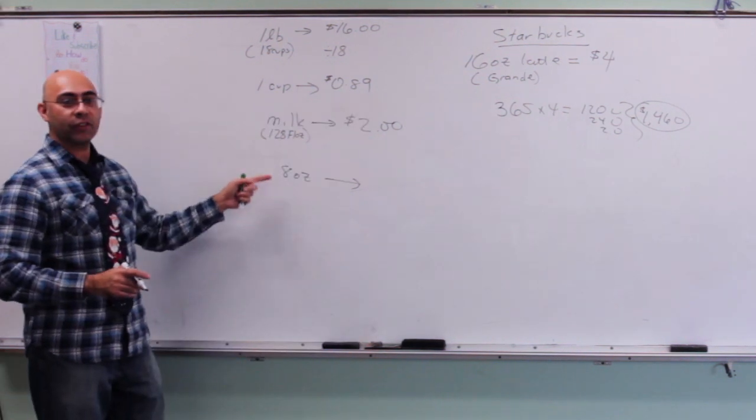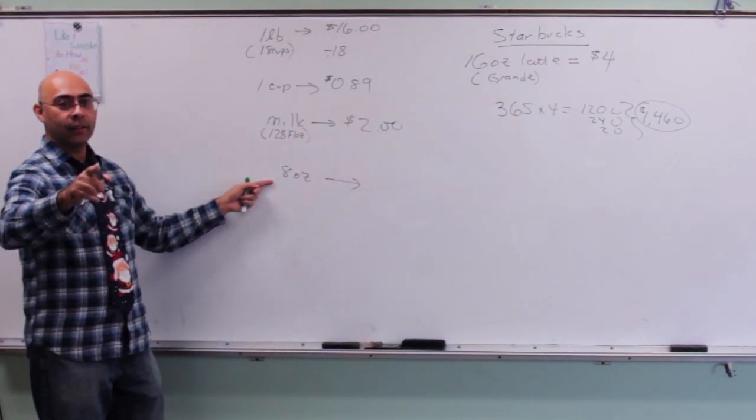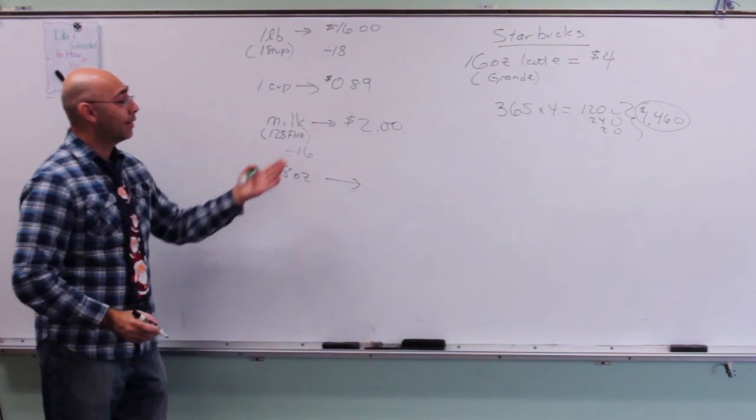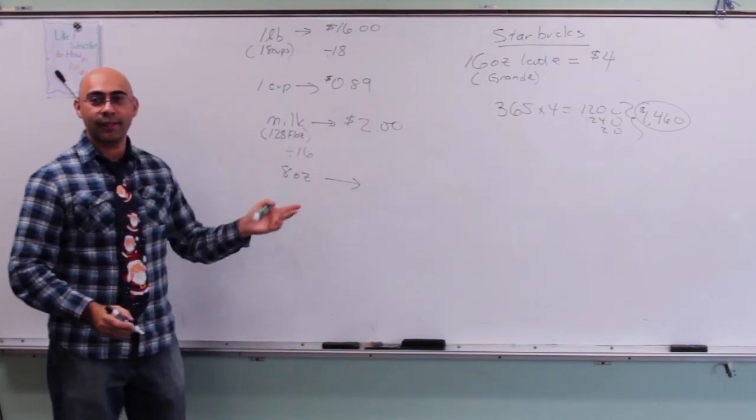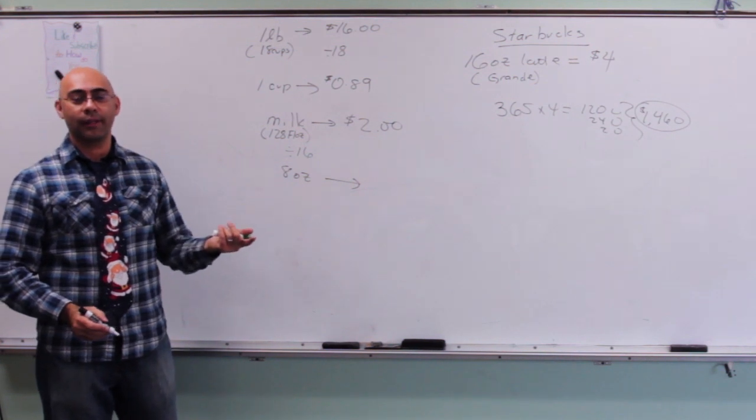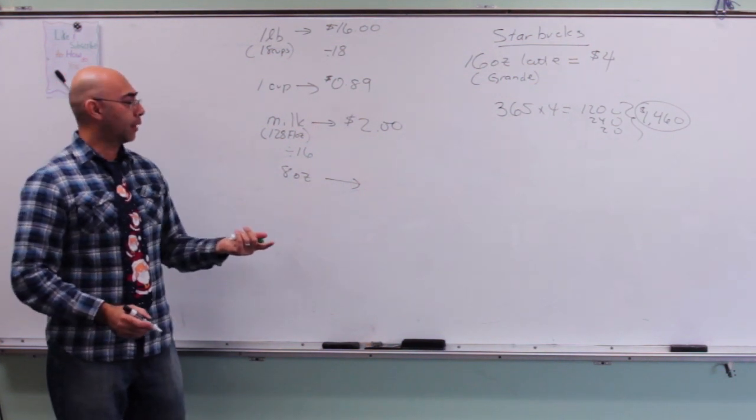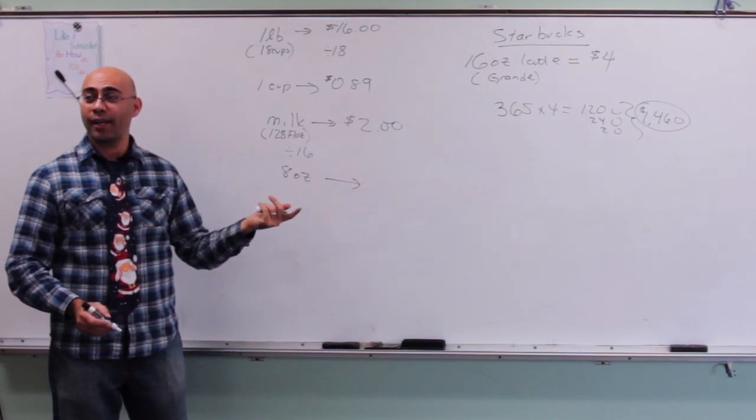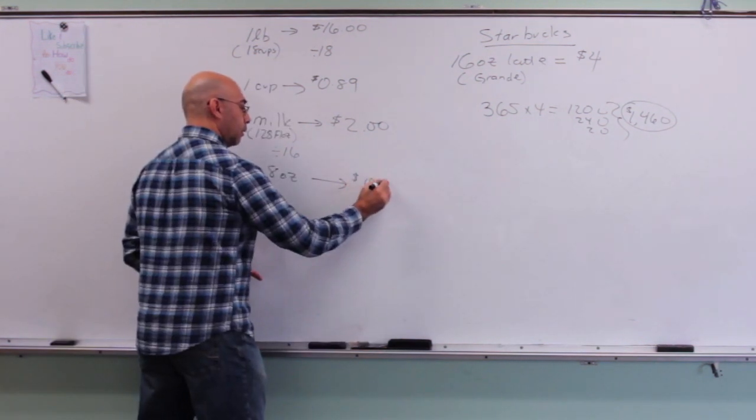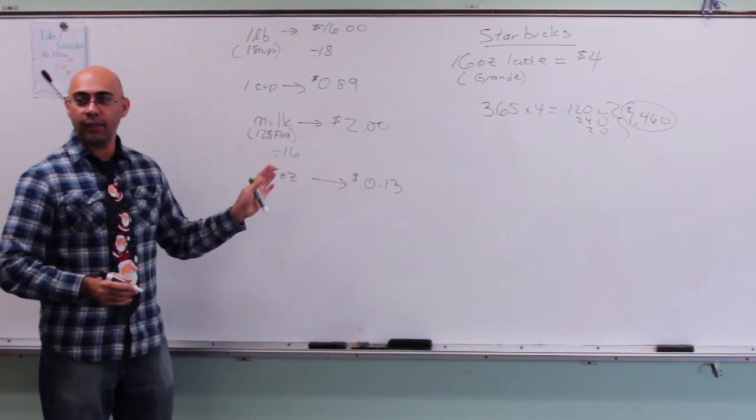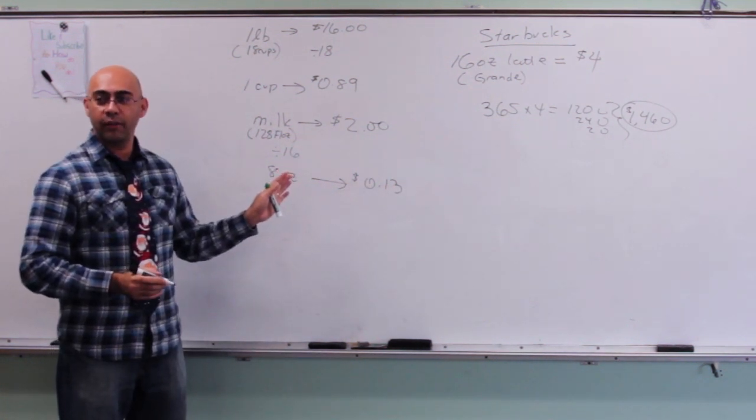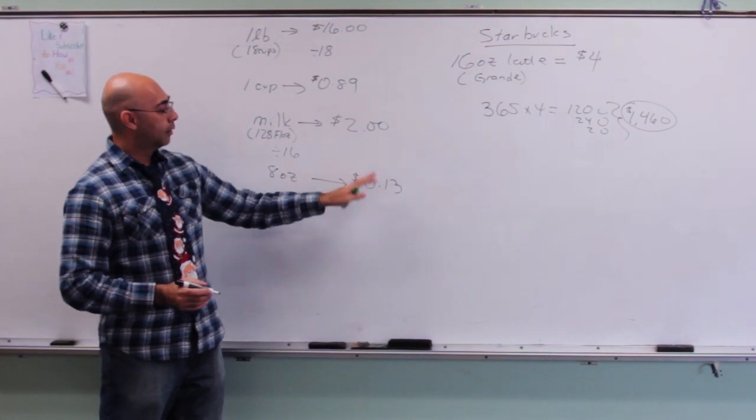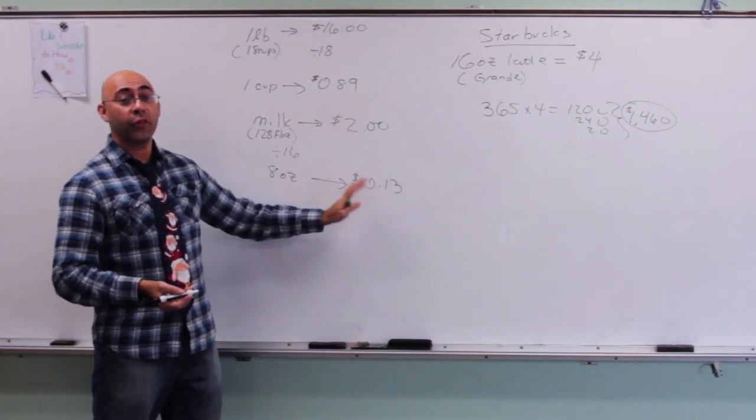So how do you turn 128 into 8? Divide by 16. Good. So I just have to do 2 divided by 16. What is 2 divided by 16? I'm guessing that's like saying 1 over 8, which is 0.125, about 13 cents. So 2 divided by 16 is 0.125. So I'm just going to round that up to about 13 cents.